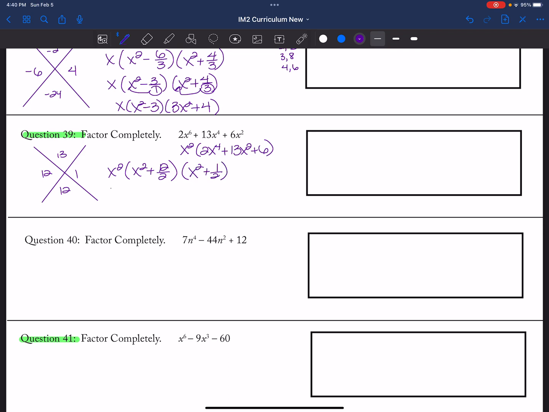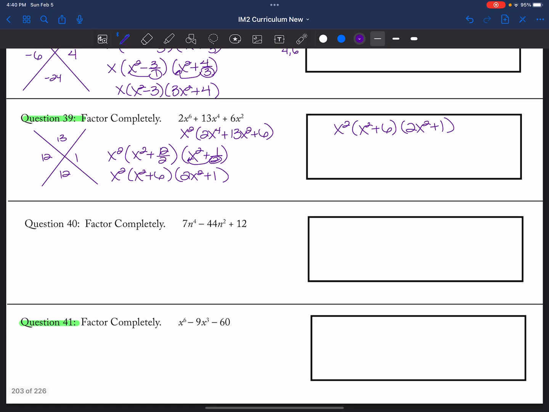So then I get x squared plus 6, and then in the bottom to the top, so then that would be 2x squared plus 1. X squared plus 6, and then 2x squared plus 1. Okay, so now let's do the next one. This is going to be factors of 60. Okay, so negative 9 on the top, negative 60 on the bottom.